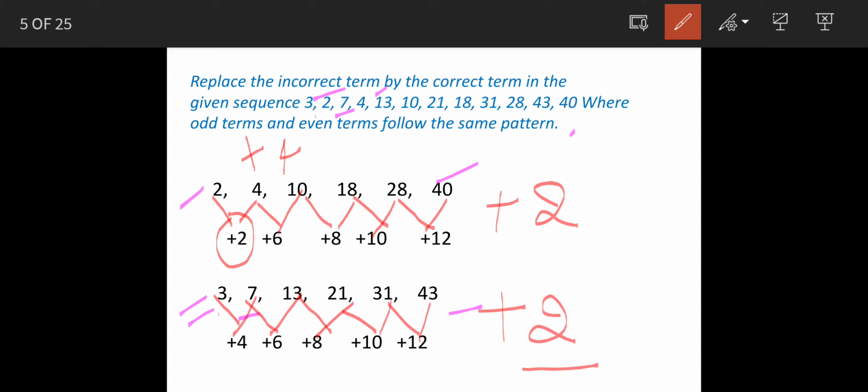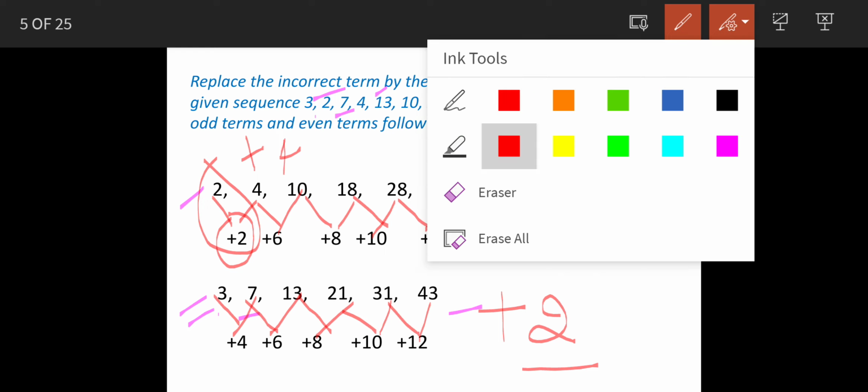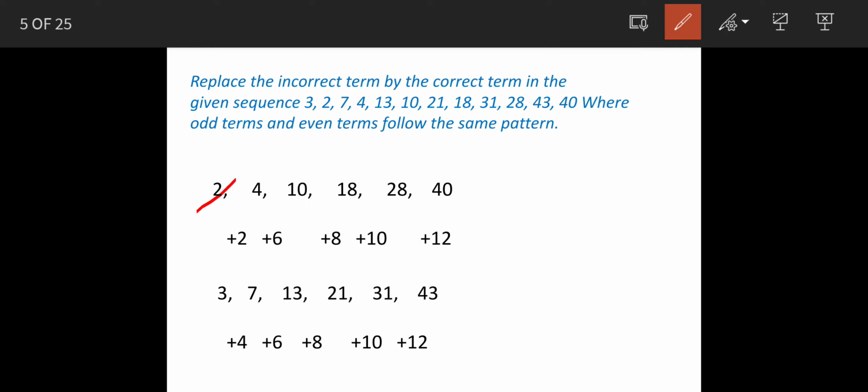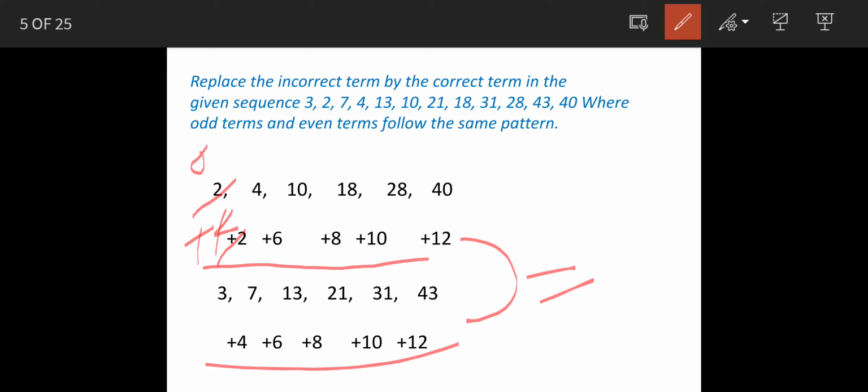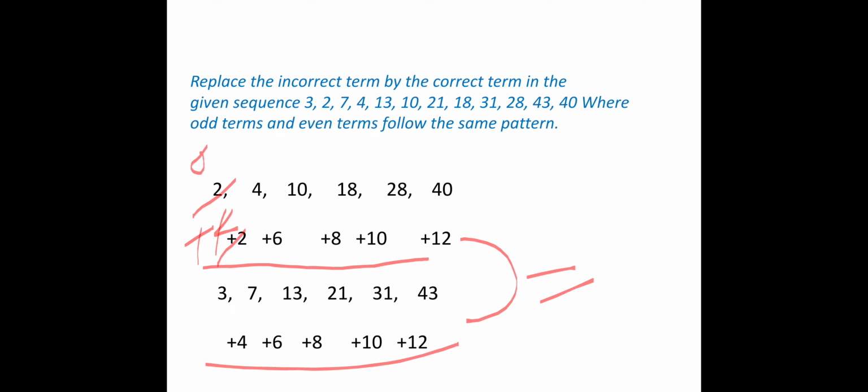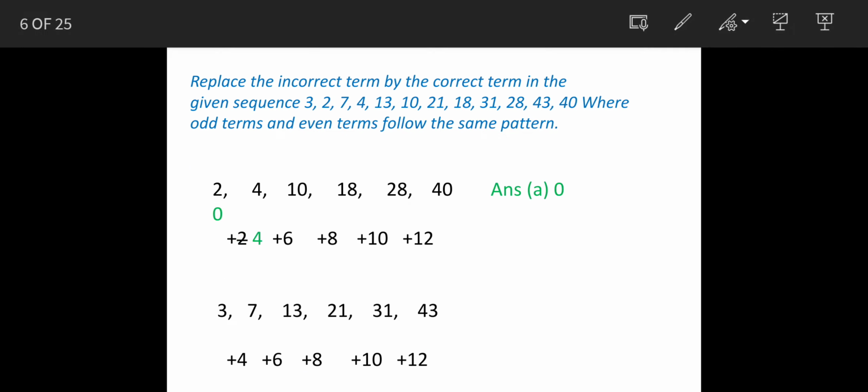So the problem is here at this part. I'll erase this. Here, if you put 0, the difference between the first and second term will be plus 4. And if you compare these two, now they are the same. So that means if we replace the first term by 0, the sequences are in the same pattern, and our answer is option A.